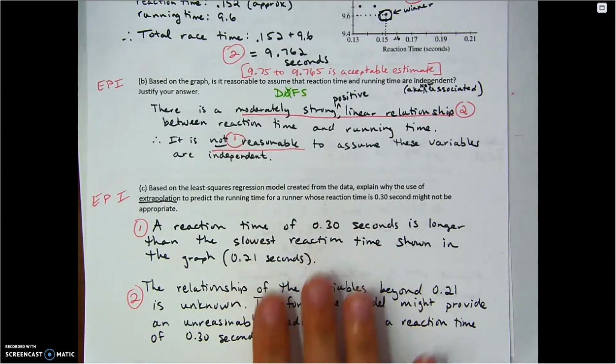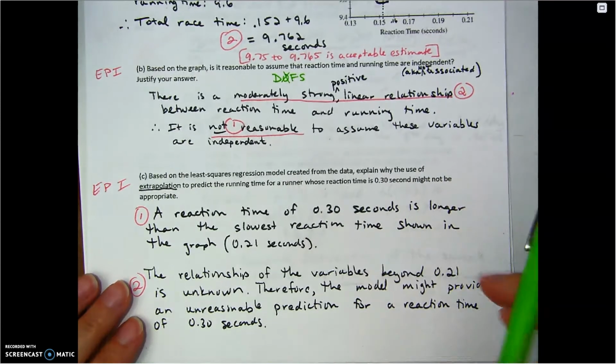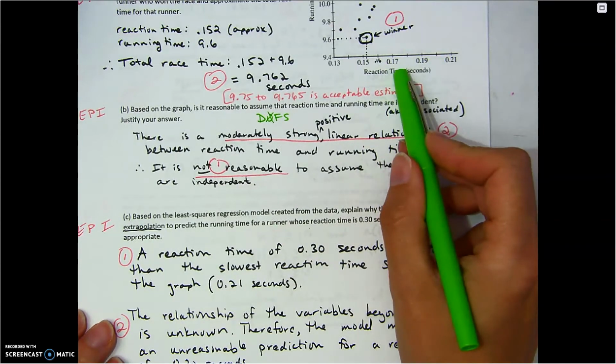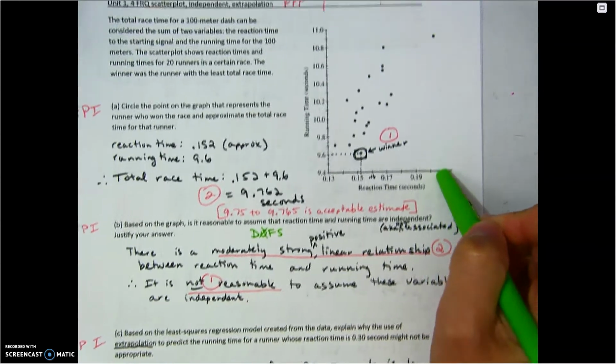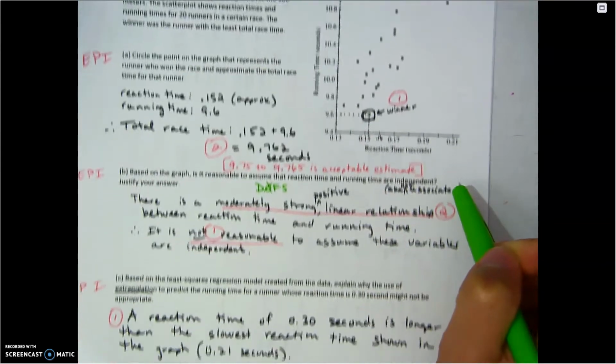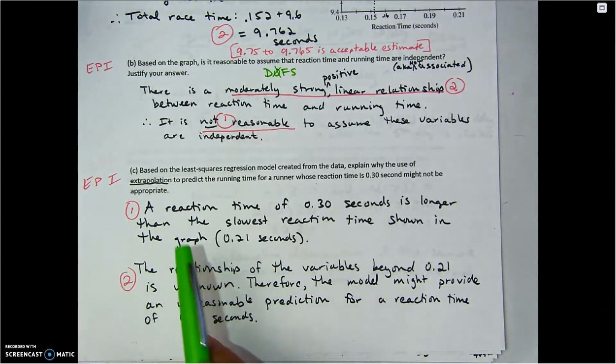All right, for part C, based on the least squares regression model created from the data, explain why the use of extrapolation to predict the running time for a runner whose reaction time is 0.3 seconds might not be appropriate. Right, notice 0.3 seconds for reaction time is not a piece of the data that was gathered. Right, we have no idea what's going to happen out there. That's called extrapolation. So there's two things we're looking for to get full credit.